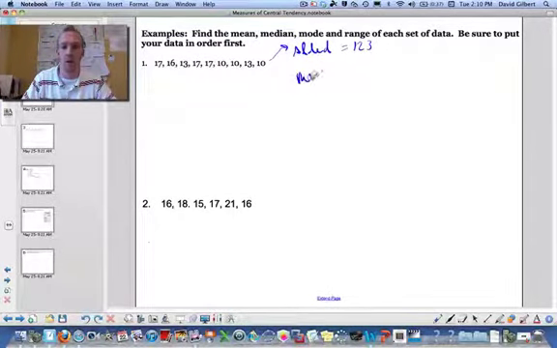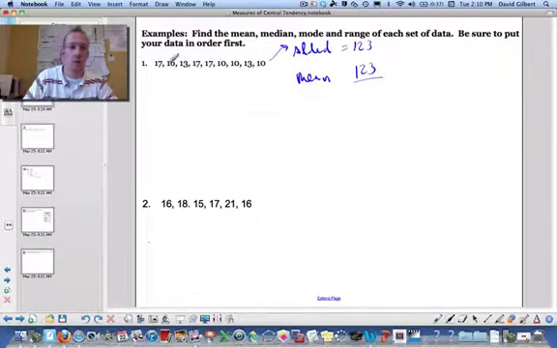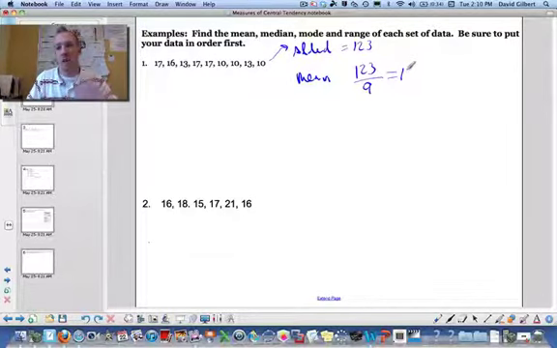So the mean is 123 divided by 1, 2, 3, 4, 5, 6, 7, 8, 9 numbers. Since it's 123 divided by the number of numbers, which is 9, that gives us 13.6. It's actually 13.6 repeating, so I'm going to just round it to 13.67. So there's our mean.